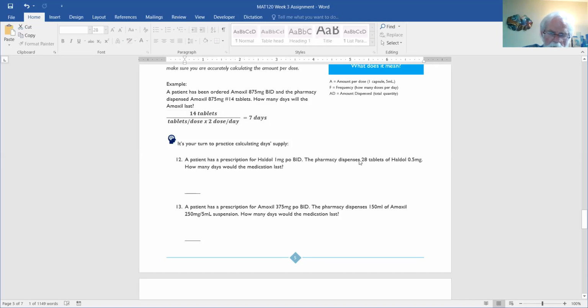So the formula here, if we look up here, is 28 over 2 tablets per dose times 2 doses per day. So we're going to have, again, 7 days worth of drug. Does that make sense? Yeah.